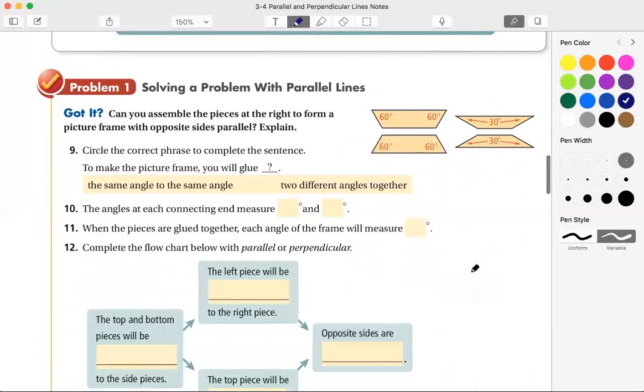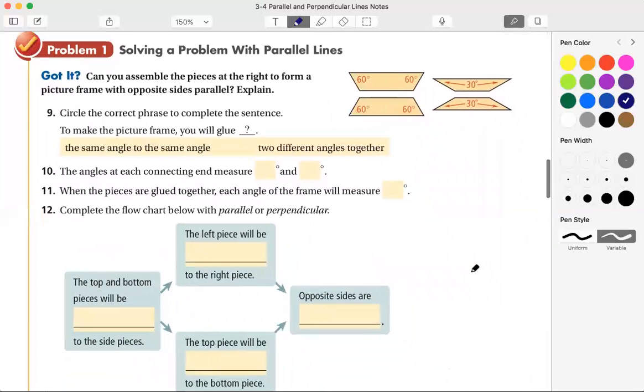So let's solve a problem with parallel lines. Can we assemble the pieces at the right to form a picture frame with opposite sides parallel? So circle the correct phrase and complete the sentence. To make a picture frame, you will glue two different angles together. If I glue the same angles together, we're going to get something weird. The angles at each connecting end measure what and what. So I'm going to glue a 60 and a 30 together. When the pieces are glued together, each angle will form 90 degrees.